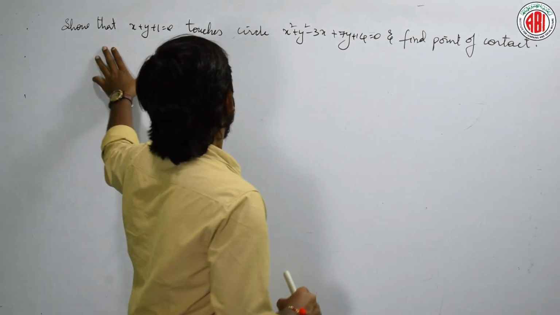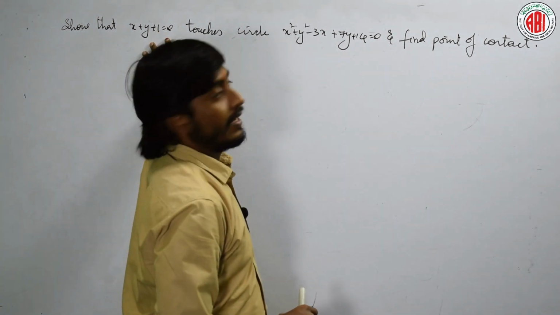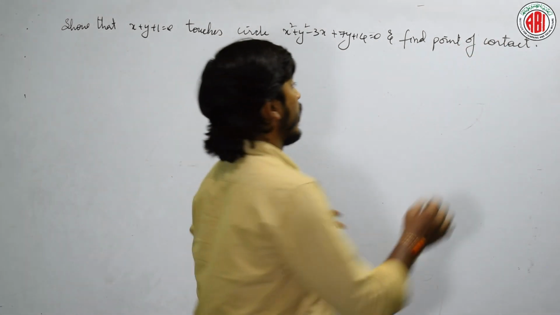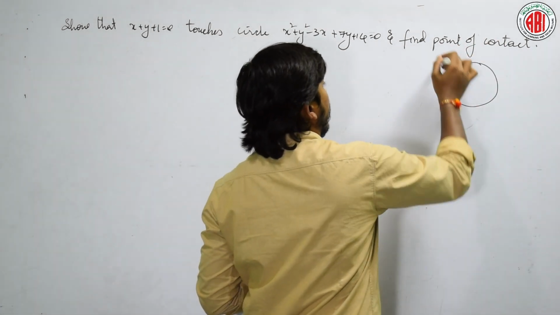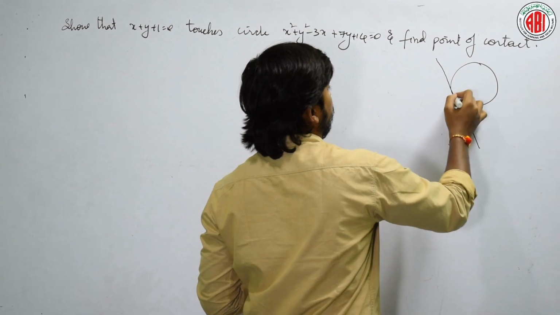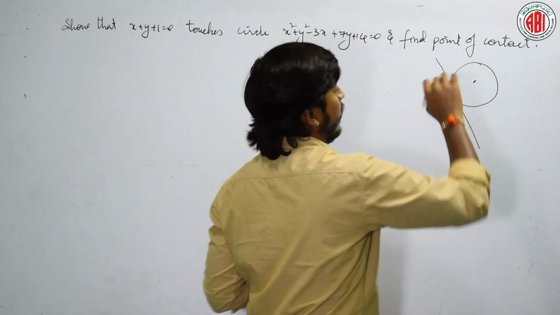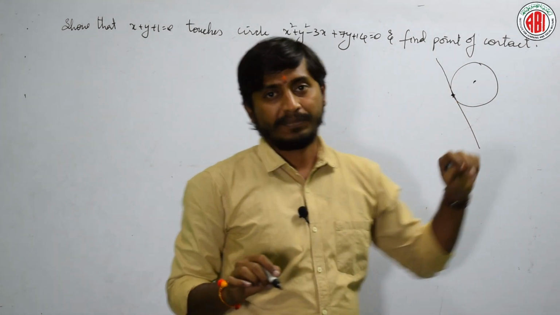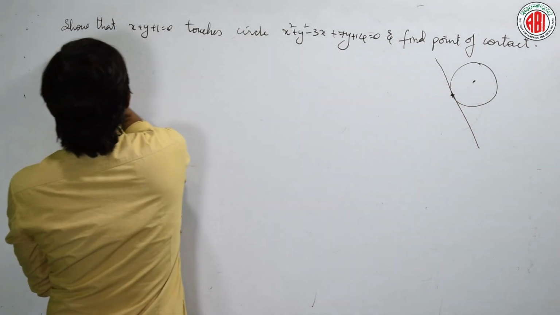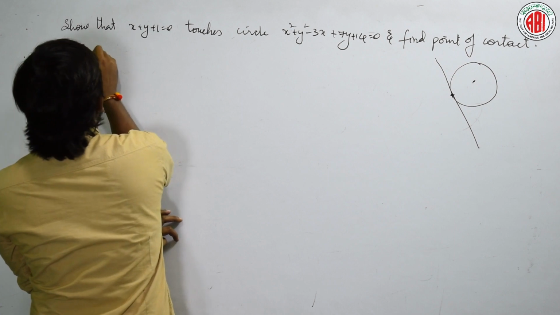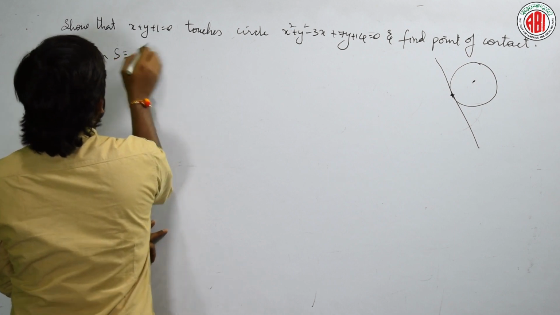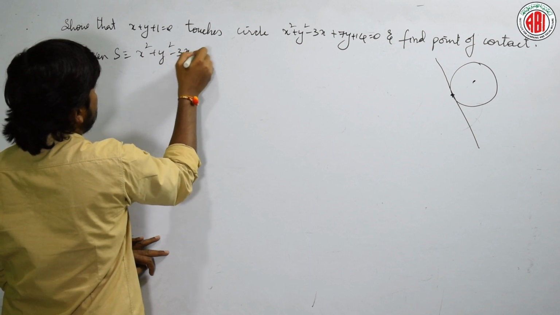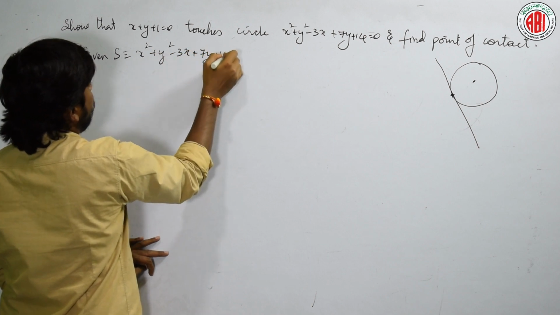He is directly asking you to show that a given line touches the circle and find the point of contact. Okay. This is a circle and this is a line. He is directly telling us we have to prove that R is equal to D. So, let us take the given equation S, that is x square plus y square minus 3x plus 7y plus 14 equal to 0.